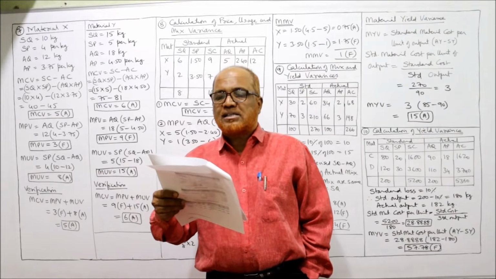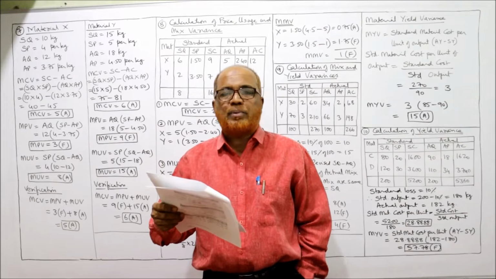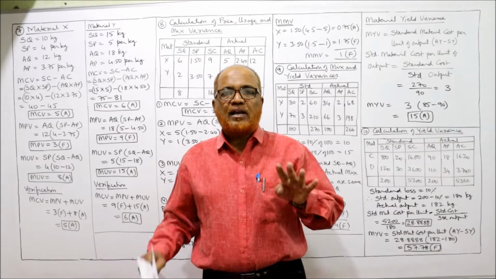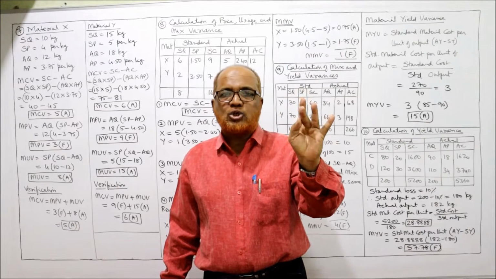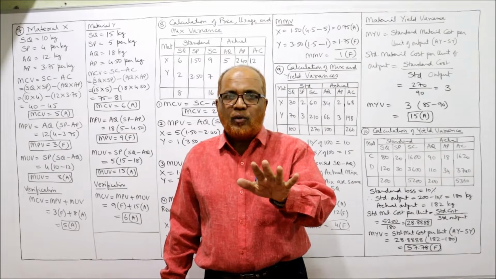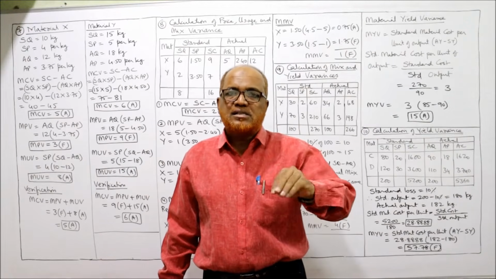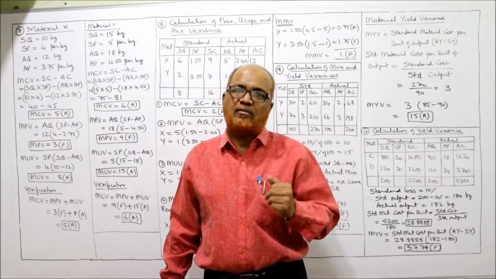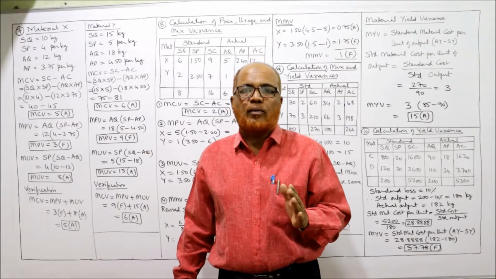Standard quantity is given, standard price is given, actual quantity is given, actual price is given. For material variances, we need 4 things: standard quantity, standard price, actual quantity, actual price. If you have these 4 items, simply remember the formula, substitute the values, and you will get the variances. So simple. The only thing is you have to remember the formula.